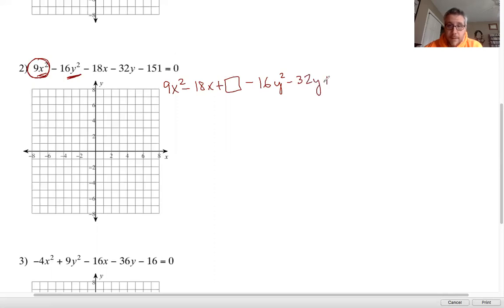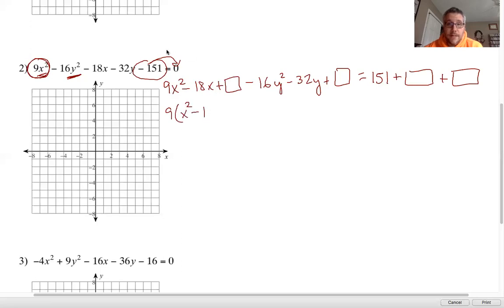32y plus the empty box equals, take this minus 151, add it to both sides, so you get a positive 151 plus the 2 boxes to balance the equation. Okay, next, what are you going to do? You need to factor out this 9. So you're going to pull that out, 9, x squared minus 8.